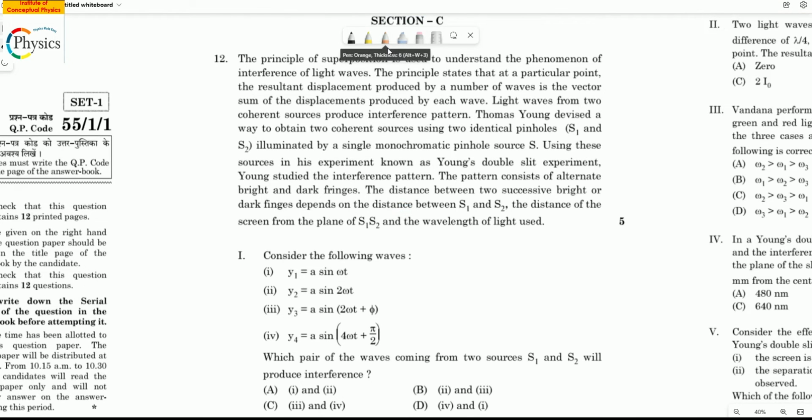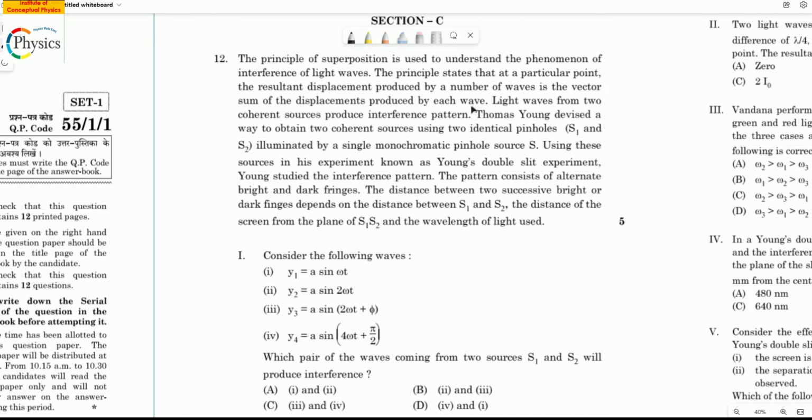The question is, the principle of superposition is used to understand the phenomena. So definitely, interference of light is based on the principle of superposition. We use superposition to understand interference of light waves. Now the superposition principle states that at a particular point, which is generally on the viewing screen, in the case of Young double slit experiment, there is a viewing screen on which fringes get formed, the resultant displacement produced by the number of waves is the vector sum of the displacement produced by each wave.